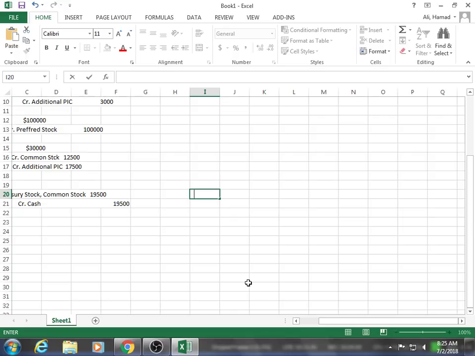Now the dividends, how much is the dividends? 2 cents per share of common stock. No, the dividends for the preferred first. How do we find the dividends? Do you remember what you would say?